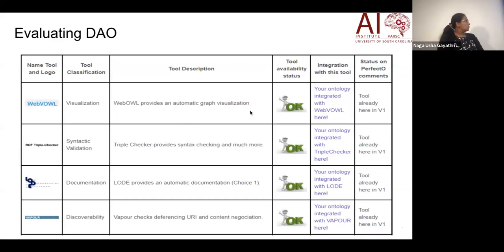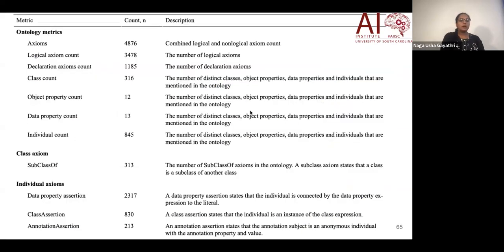And this is the final ontology metric. So these metrics list the numbers for structure and representation of the ontology in Protege. And Protege is the most widely used tool to create ontologies. And here axioms associate classes and properties, and there is a combination of logical and non-logical axioms. And the number of distinct classes, object properties, and data properties are focused on how we are evaluating the structure of DAO.